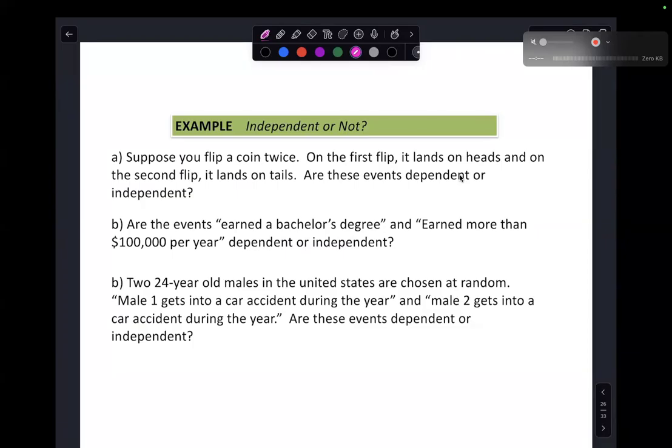Sorry. Okay. Two 24-year-old males in the United States are chosen at random. Male one gets into a car accident during the year.